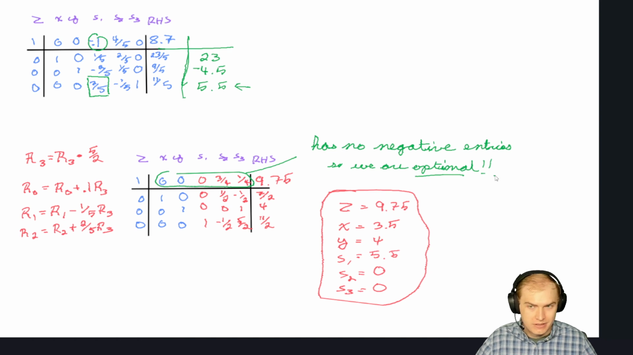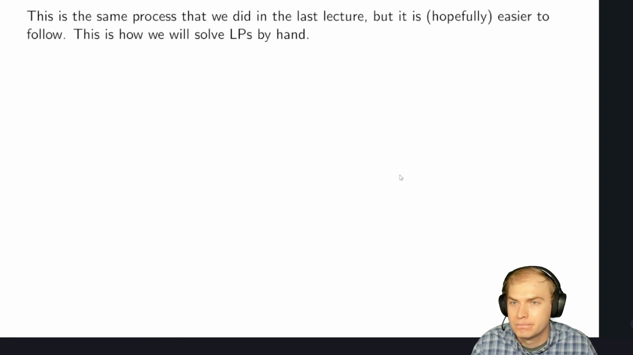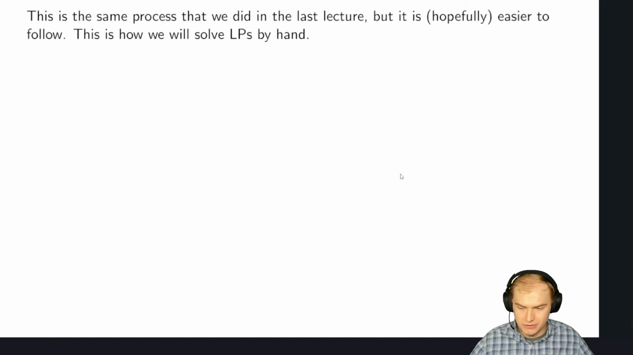Does anyone have any questions about this? I will probably end up doing another example tomorrow during a catch-up day, just to give us a little more exposure to this process, because this is something that you are going to have to do on a homework. But other than that, that's all I have.